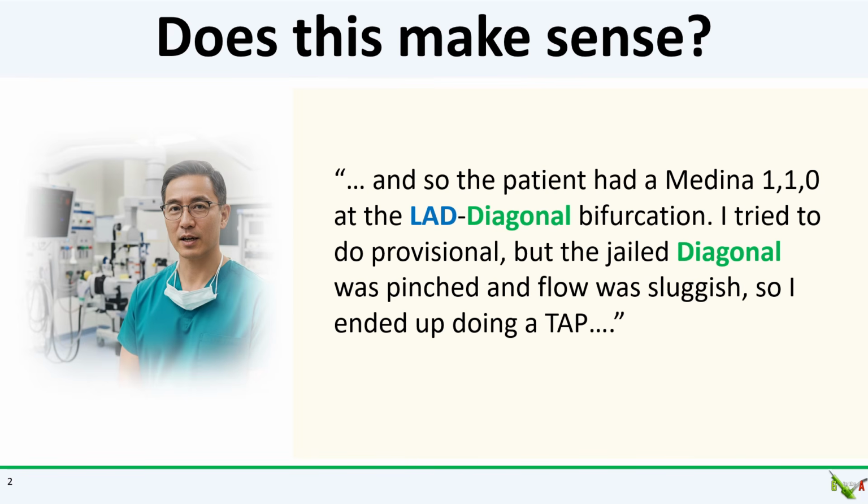Imagine you are in the Cath lab and you overhear two interventionalists having a conversation. "So the patient had a Medina 110 at the LAD diagonal bifurcation. I tried to do provisional, but the diagonal was pinched and flow was sluggish, so I ended up doing a TAP." Now, if this made complete sense to you, move on and check out another video. But if this sounded like complete gibberish, well, you've come to the right place. Keep watching.